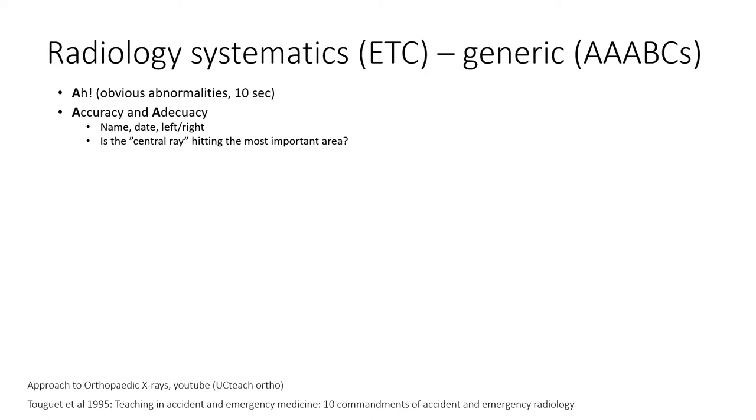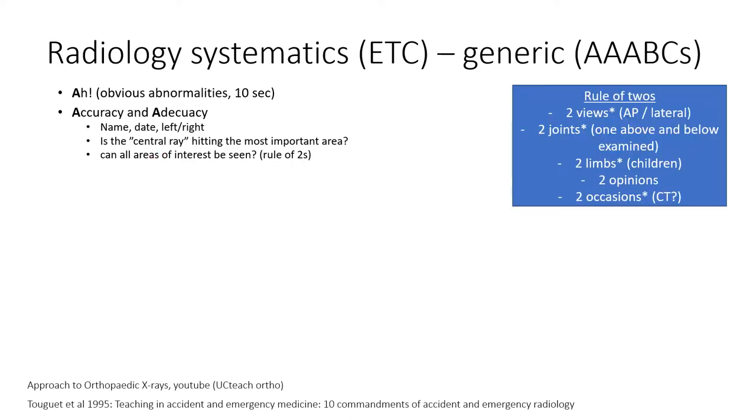So we should think of where the main interest is, and if there are two joints that are of interest, then we have to take two pictures. It's as simple as that. And can all areas of interest be seen? There's something called the rule of two that we'll go through here.